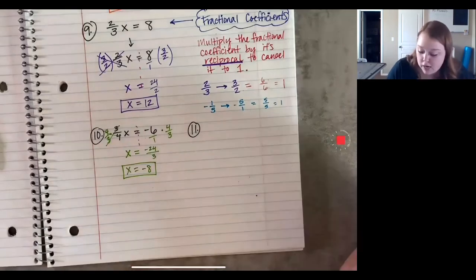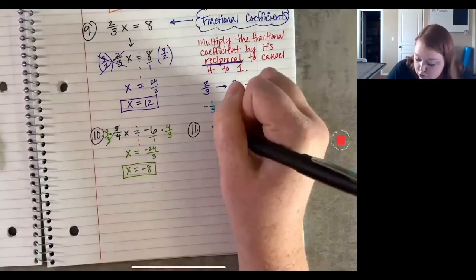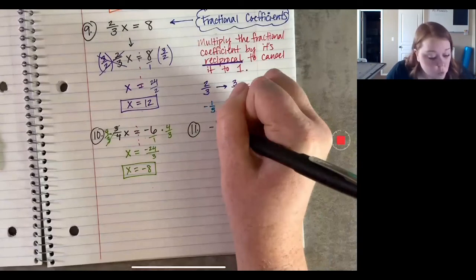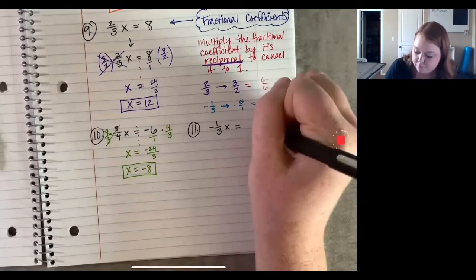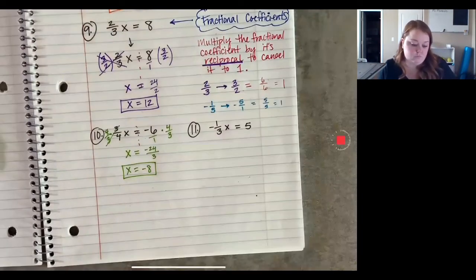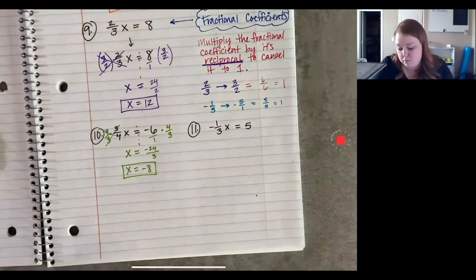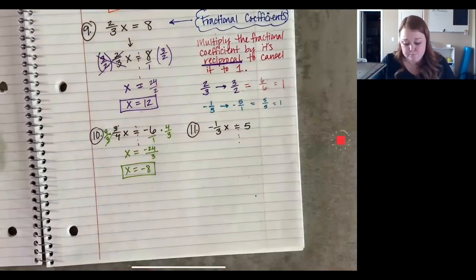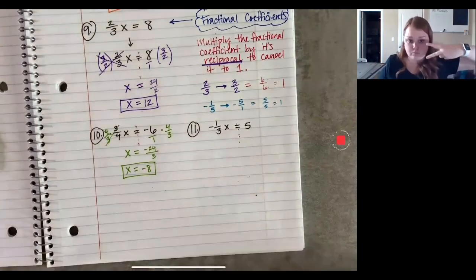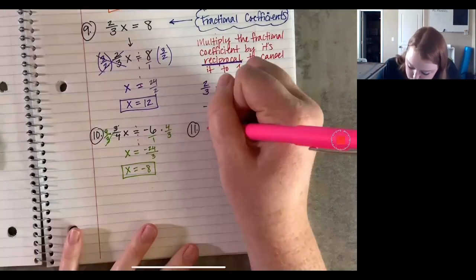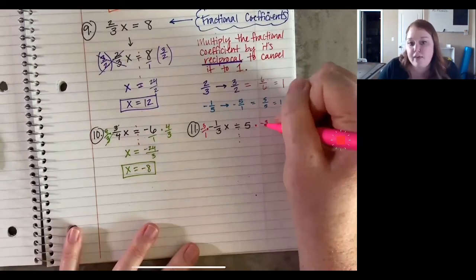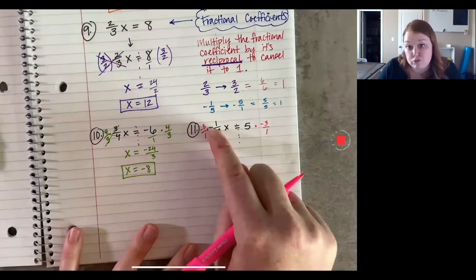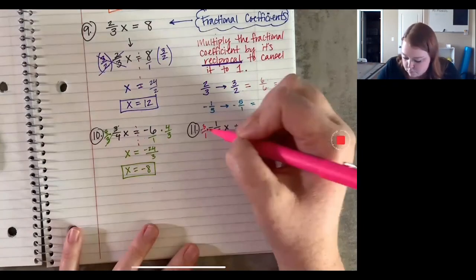This one, I want you to try it. So pause the video, see if you can do it without my explanation. -1/3 x equals 5. Okay, I see a fractional coefficient, so I'm going to use the reciprocal to help me out. The reciprocal of -1/3 is -3/1. So if I multiply by -3/1 on both sides, that'll cancel out this garbage and leave me with just x.